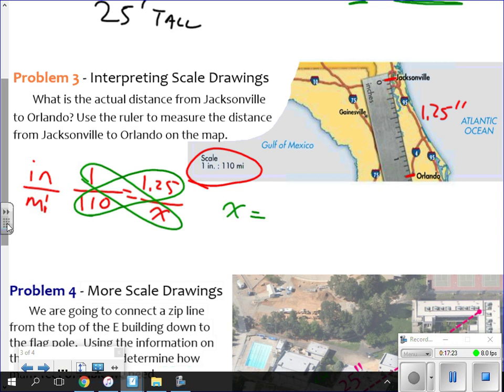Somebody do it on your calculator. What do you get? 137.5. Anybody else? 137.5. Confirm. Okay. 137.5 miles. So it's 137.5 miles between Jacksonville and Orlando. If you're driving a perfectly straight line, we're not going to be driving a perfectly straight line. That just doesn't do it. Questions on this one?